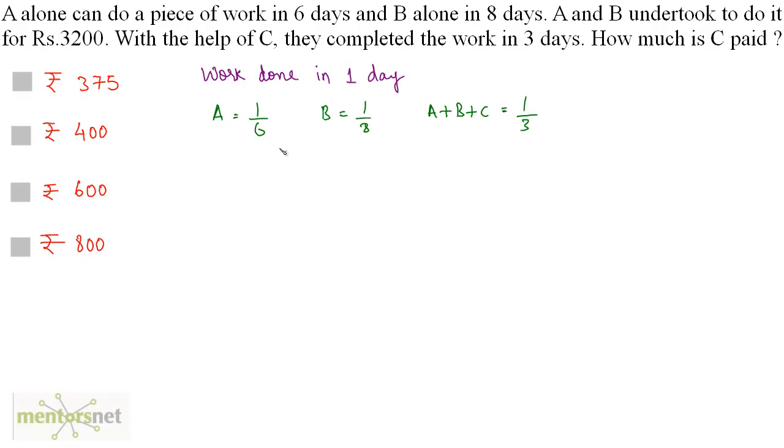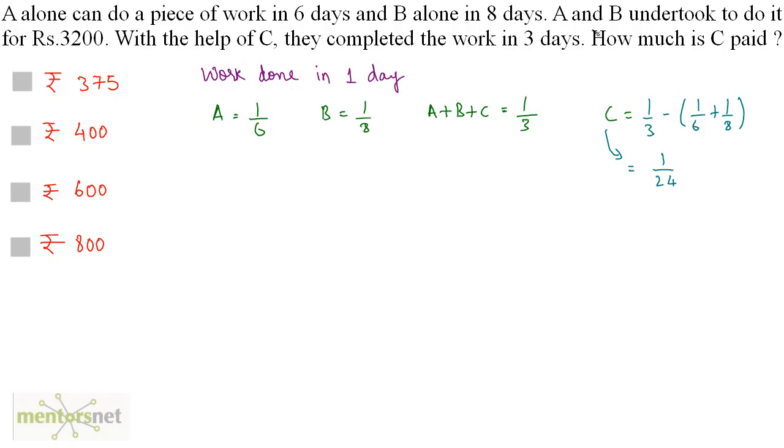Now we need the work done by C in 1 day. So work done by C in 1 day will be equal to the work done by all of them minus the work done by A and B. So work done by all of them is 1 by 3 minus work done by A and B together. So that will be 1 by 6 plus 1 by 8. So this will come out to be 1 by 24. So work done by C in 1 day is 1 by 24.